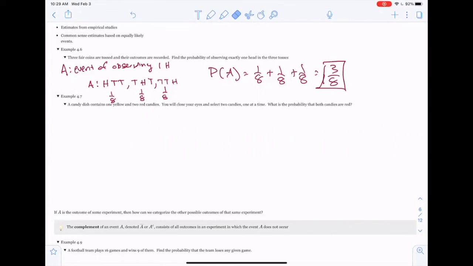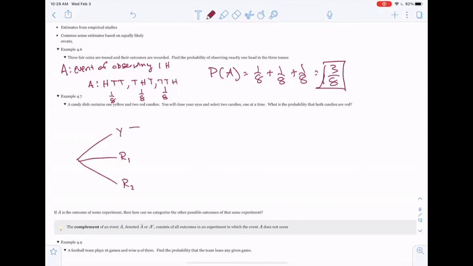Let's look at our second example. A candy dish contains 1 yellow and 2 red candies. We will close our eyes and select 2 candies one at a time. What's the probability that both candies are red? This, I think, is a good indication of using a tree diagram. If we start to build our tree diagram, we start from a point, and if there are 1 yellow candy and 2 red candies, we can say that there's yellow, there's 1 red candy, which we'll say is R1, and another red candy, which is R2.